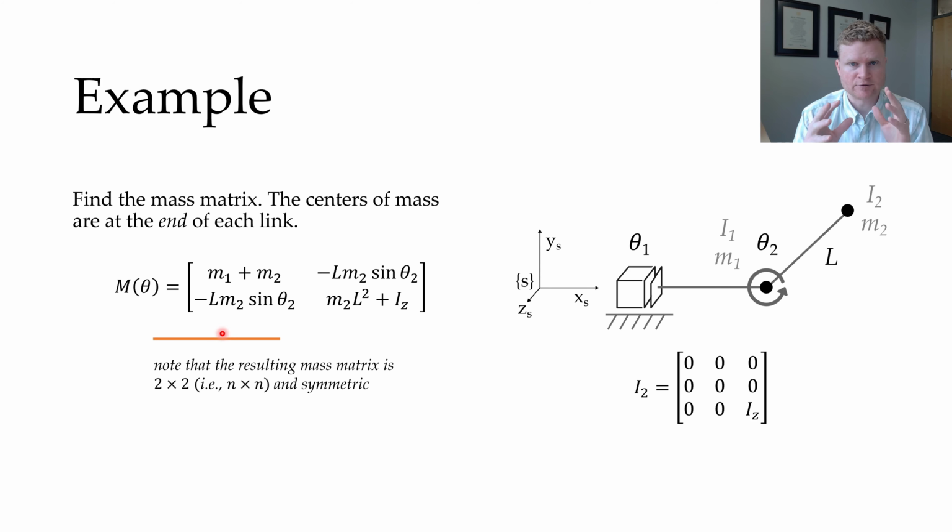Now, this mass matrix should be a symmetric, positive definite matrix. And we can see that it is symmetric. The off-diagonal elements are equivalent. And then I've got my elements along the diagonal right here. So I am getting a 2x2, a square matrix. And that makes sense. My robot's got 2 links, 2 joints, so it should be a 2x2 matrix. And here is my mass matrix.